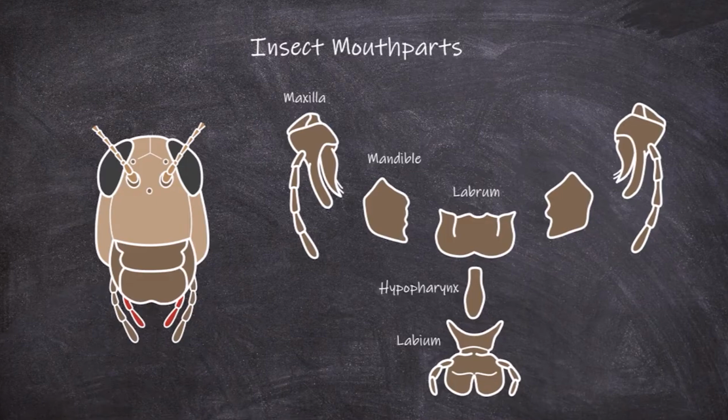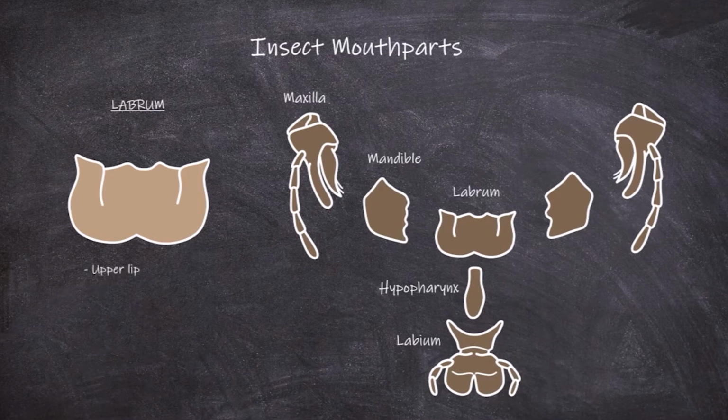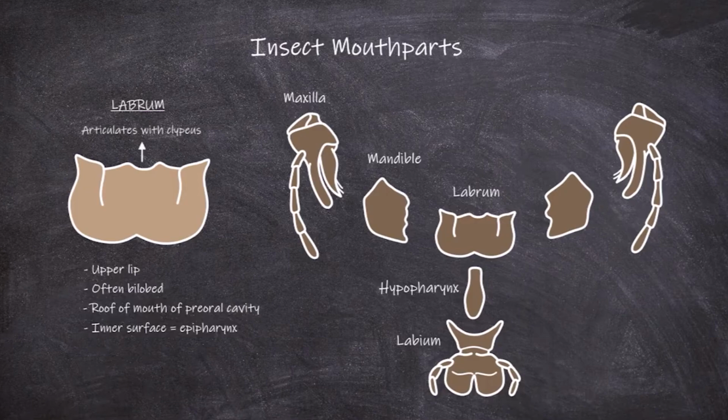The first mouth part is the labrum. The labrum is also known as the upper lip of the insect mouth parts. It is simple and usually bilobed in structure. It forms the roof of the mouth and the preoral cavity, covering the mouth cavity from above. The inner surface, also known as the ventral surface of the labrum, is called the epipharynx. The labrum articulates with the clypeus section of the head.